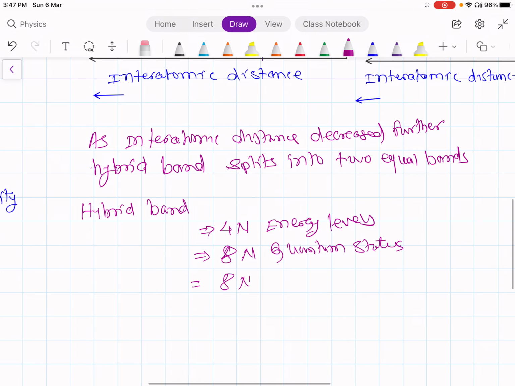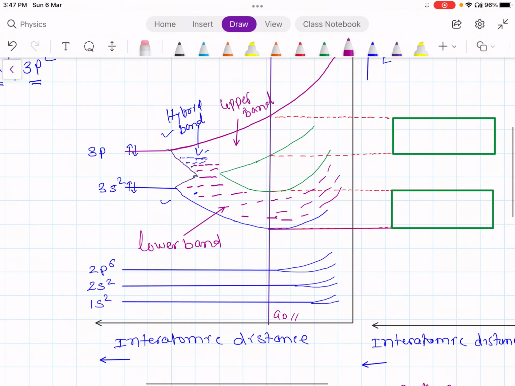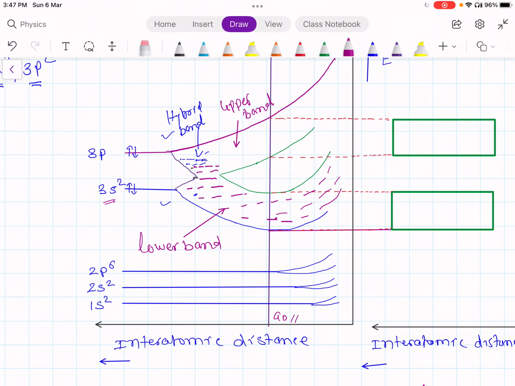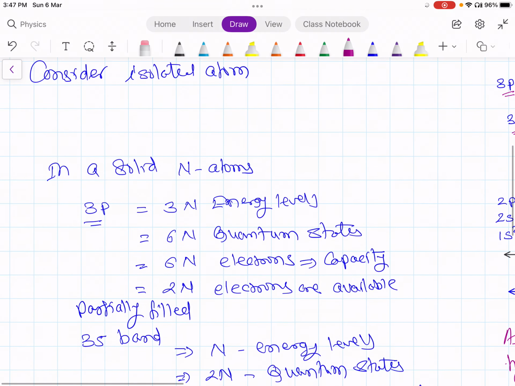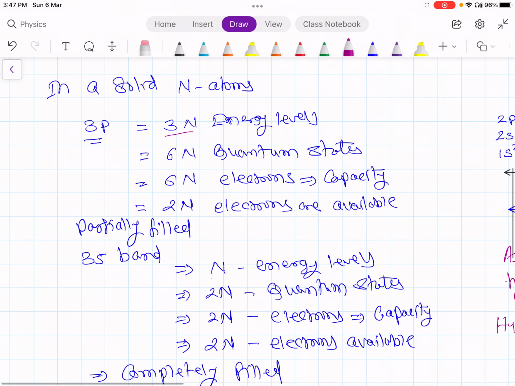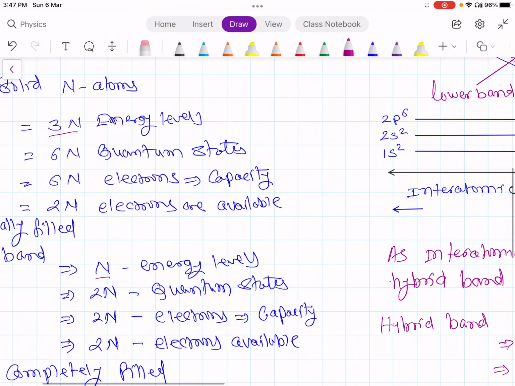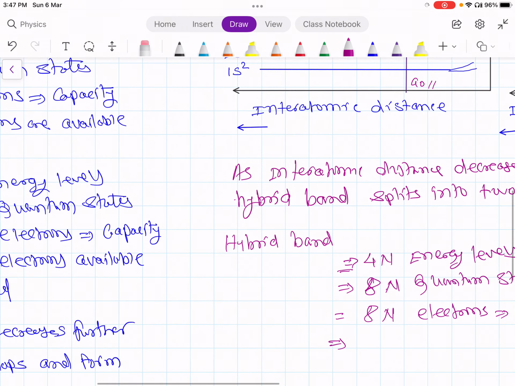Its capacity is 8n electrons. It can accommodate a maximum of 8n electrons, that is its capacity. But how many electrons are available? As you can see here, 3s is completely filled, but 3p is partially filled. In 3p there are 3n energy levels, and in 3s there are n energy levels. So in the hybrid band there are 4n energy levels.